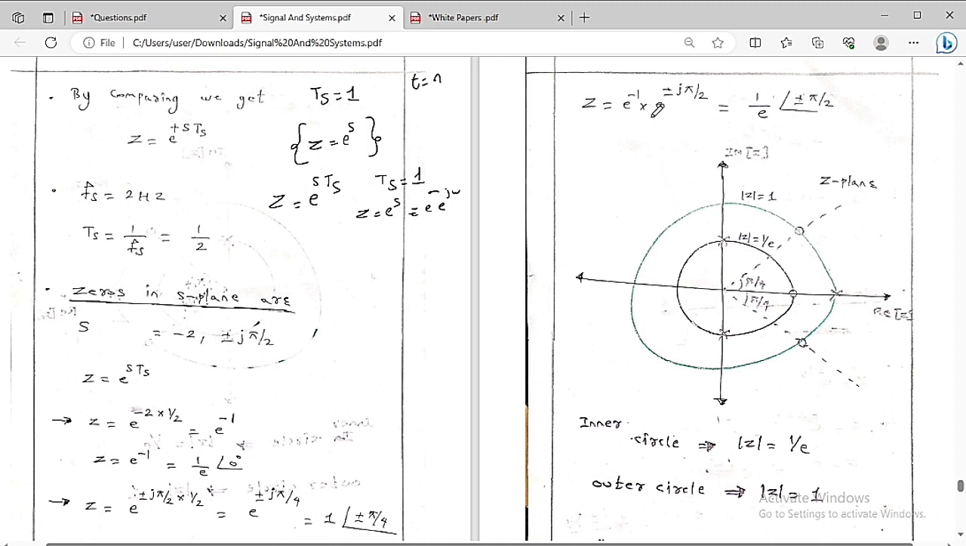So the same thing: e to the power of minus 1 into e to the power of plus or minus j pi by 2 is nothing but 1 by e at an angle of plus or minus pi by 2. Now basically we have converted all the zeros from the S plane to the Z plane and all the poles from the S plane to the Z plane.